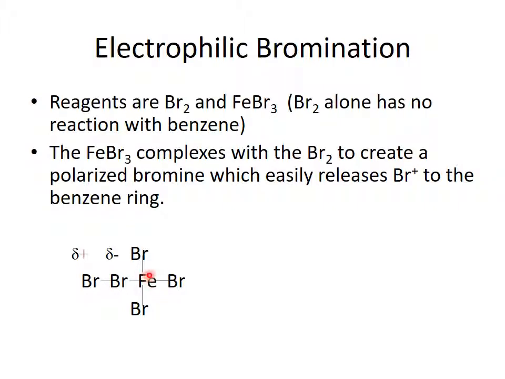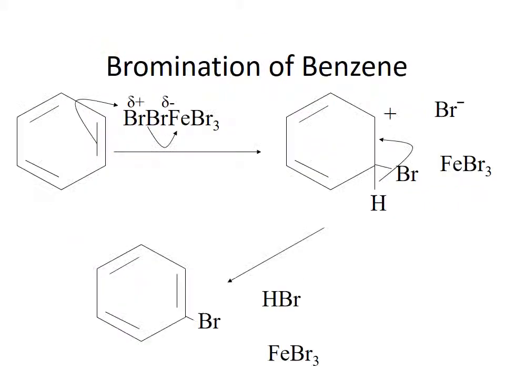But the whole idea is that the electrons are being drawn into the iron, and so that makes this end of the bromine have a large positive charge on it. That large positive charge on the bromine makes it very attractive to the electrophilic pi electrons in a benzene ring. So let's see what happens. The benzene ring can grab that bromine, which has a large positive charge on it, and it releases its electrons to this complex. That makes an iron 3 bromide.